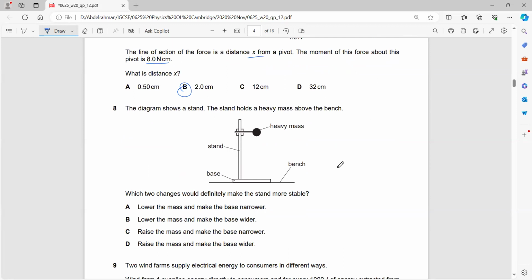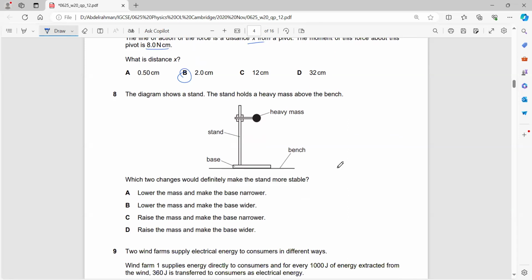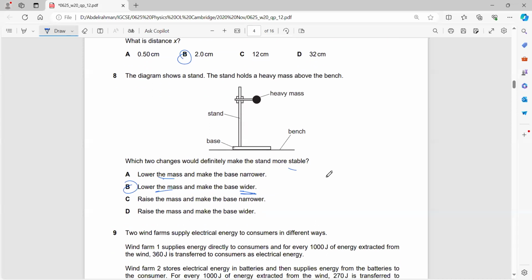The diagram shows a stand. Which two changes would definitely make the stand more stable? We need the stand to be more stable. Lower the mass. Yes, whenever you lower the mass, stability increases. Whenever the center of mass is closer to the ground, the stability increases. And what should we do to the base? We have to make the base wider. Whenever you increase the area of the base, the stability also increases.